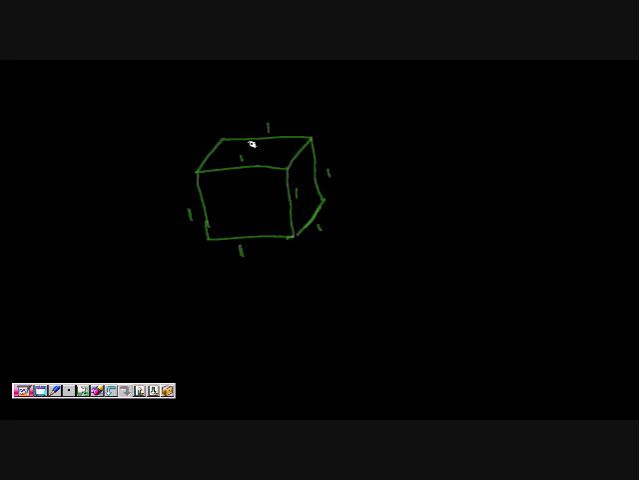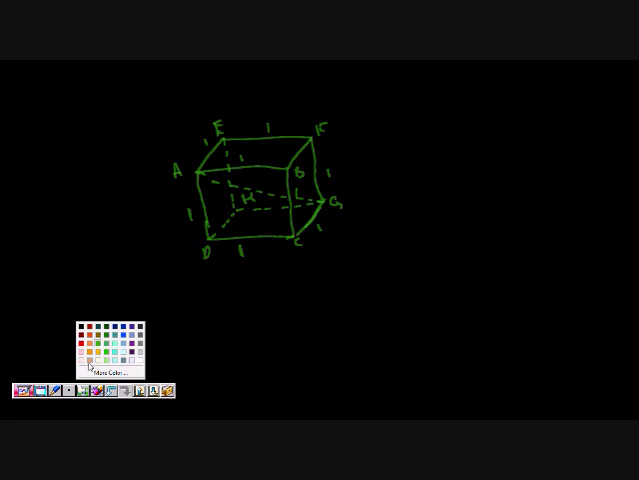Now there are certain sides which are hidden behind, which you cannot see from the front. Let's draw that. Let this be A, B, C, D, and let this be E, F, G, H. We're supposed to find the diagonal of the cube. So that's this length AG here. So what is this length AG?